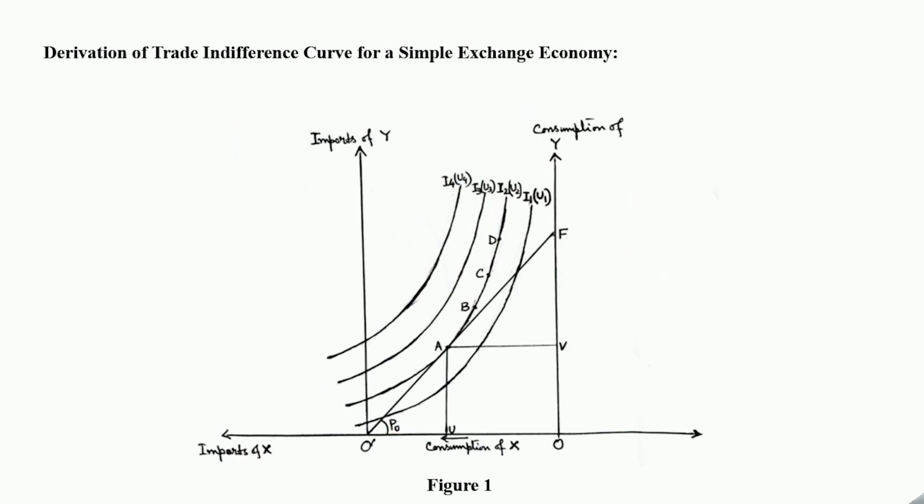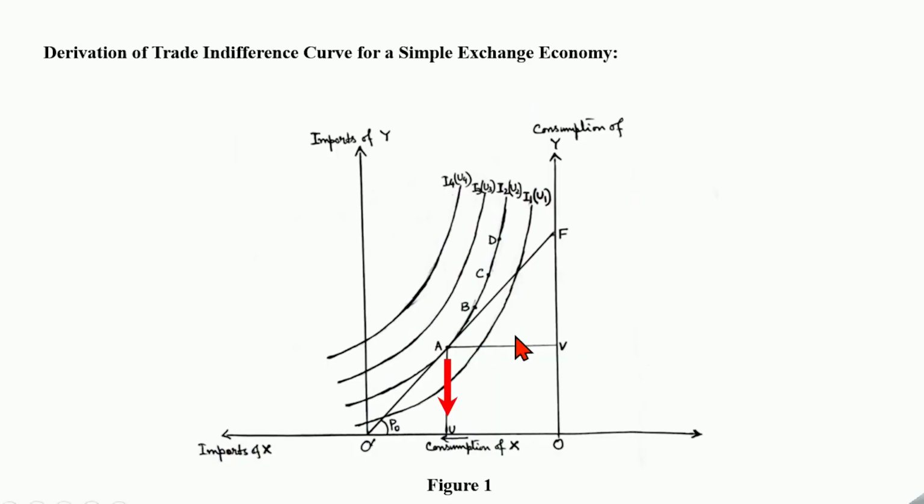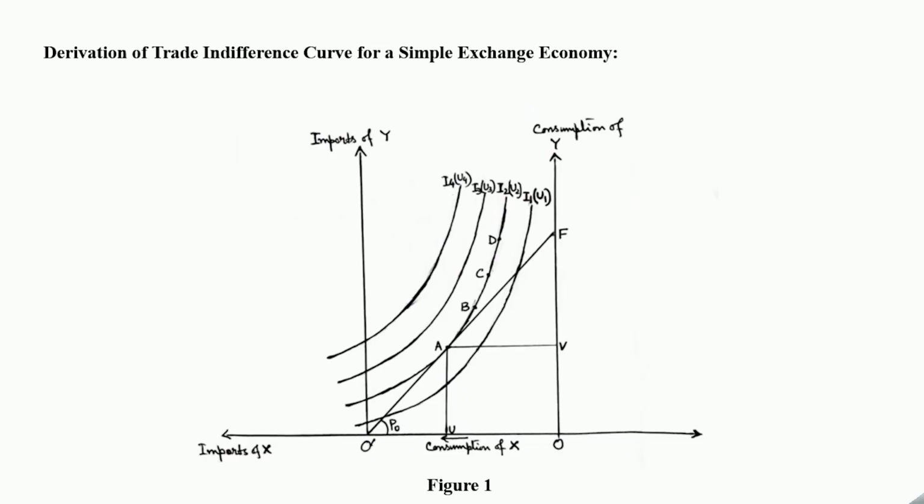And at point A, the distance AU represents the volume of import, because the country is endowed with zero level of commodity Y at the beginning, but the country is consuming AU amount of commodity Y. So, AU amount of commodity Y represents the volume of imports of the country. So, the coordinates of point A with respect to origin O prime represent one export-import combination for the country.